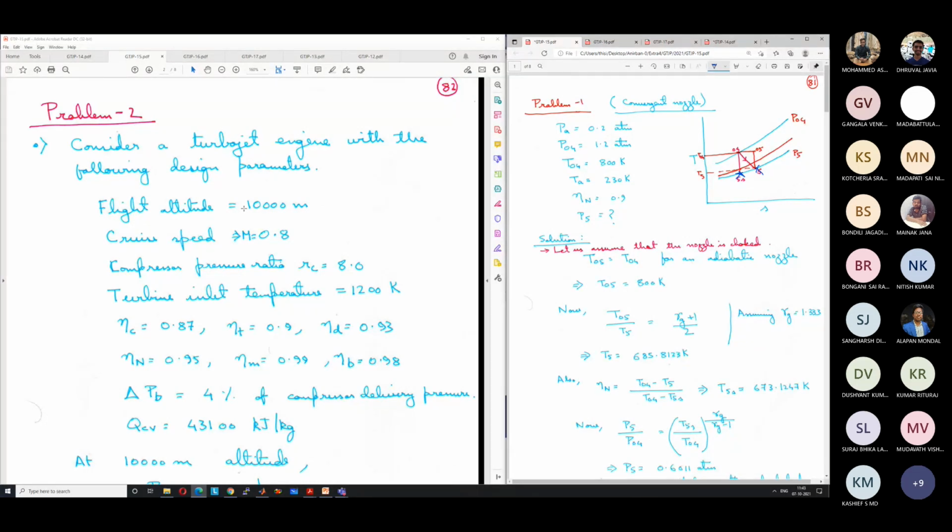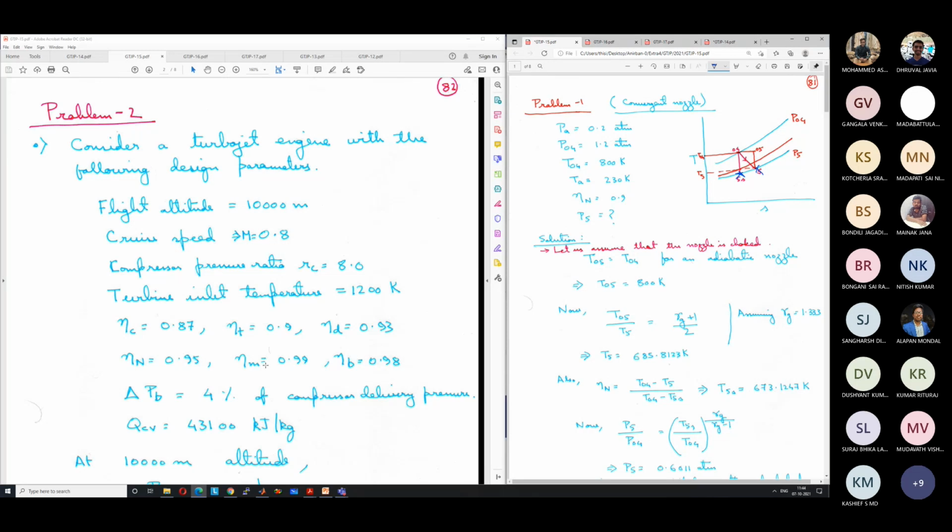Apart from this, certain other parameters are also known while designing, which come from the manufacturing tolerances and the manufacturing lines basically. These are the efficiencies. Generally polytropic efficiencies will be known, but let us consider that isentropic efficiencies are given. For the compressor it is 0.87, turbine 0.9, diffuser 0.93, nozzle 0.95.